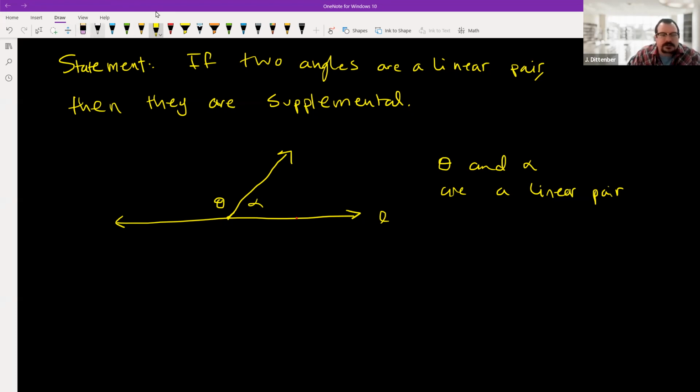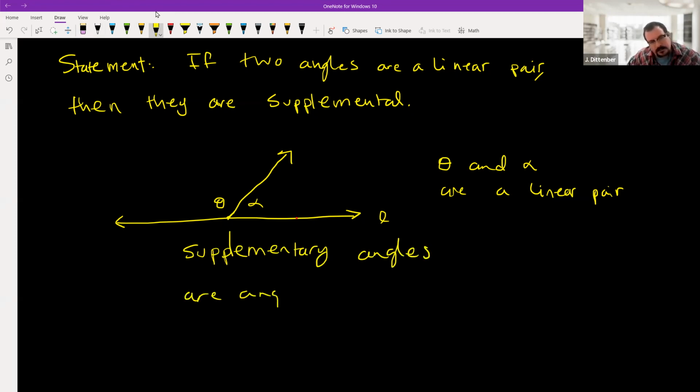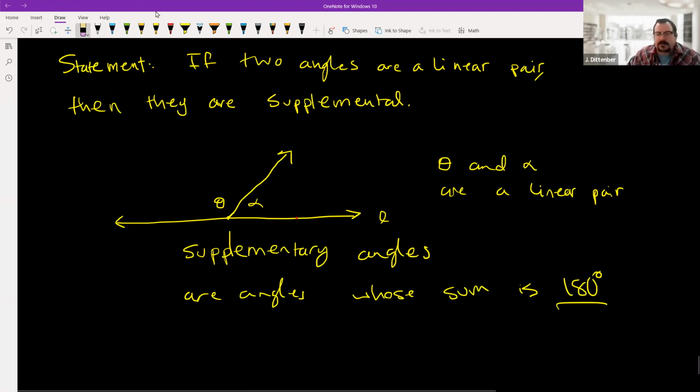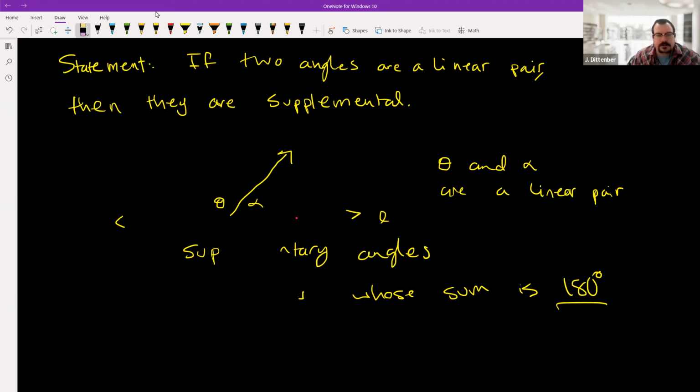Oops, I forgot to write. Supplemental is okay. Supplementary angles are angles whose sum is 180 degrees. All right, so first we're going to write down some of the other variations.